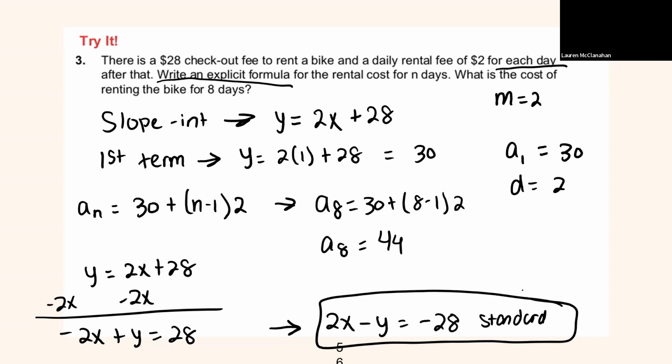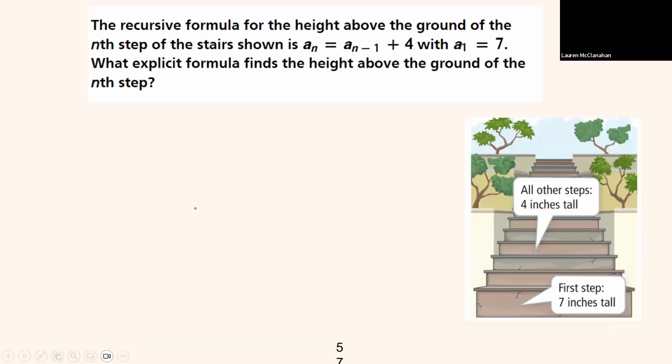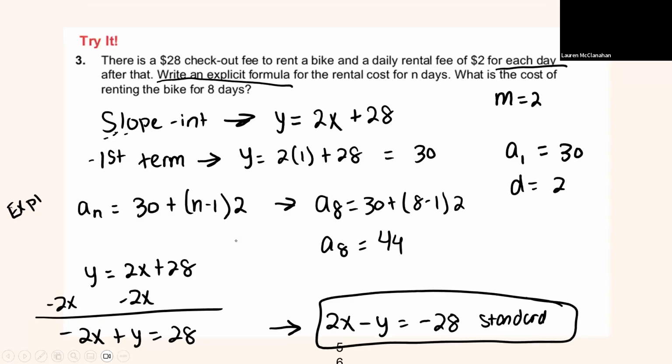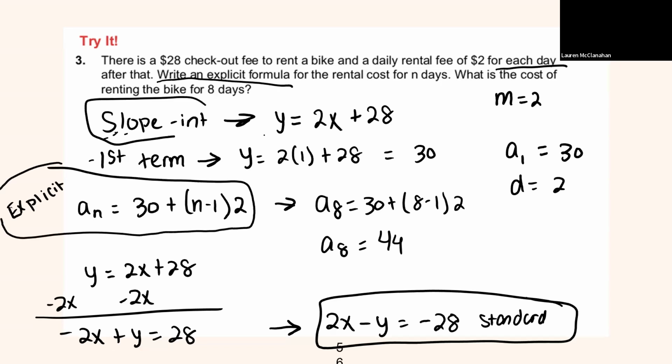Okay, so we have standard. This is explicit right here. And then we also had slope intercept form. So all 3 forms. So you got to get in the habit of being able to write all 3 forms: slope intercept, explicit, and standard.